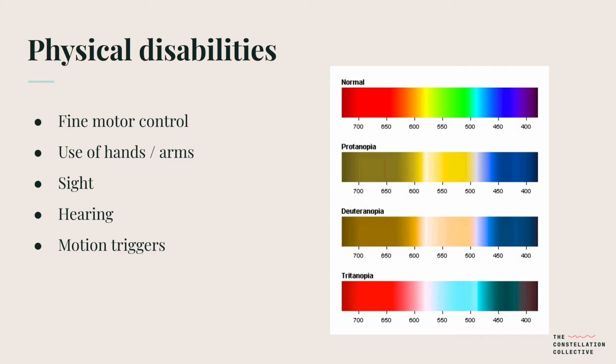But physical disabilities that can affect web use are much broader and include fine motor control, use of hands or arms, sight or hearing related disabilities, and motion triggers like seizure disorders, migraines, and vertigo. Color vision deficiency, commonly known as color blindness, is particularly common. An estimated 8% of men and 0.5% of women in the US have some form of color vision deficiency.